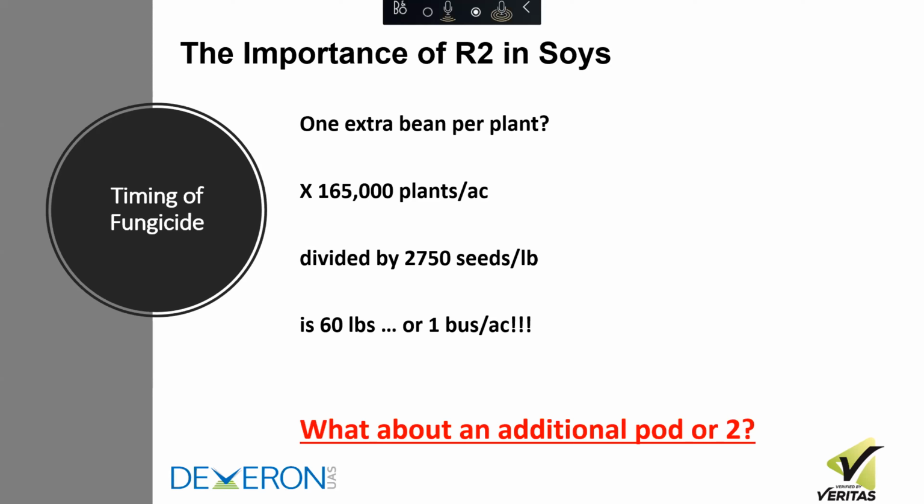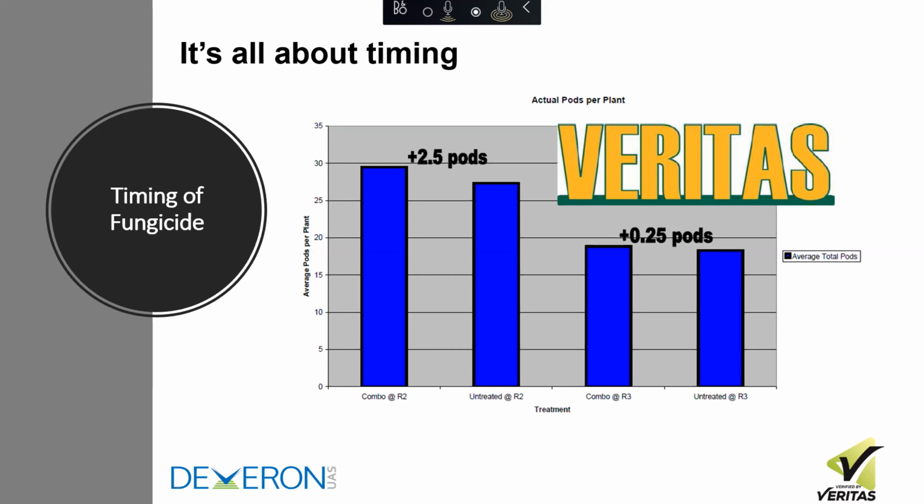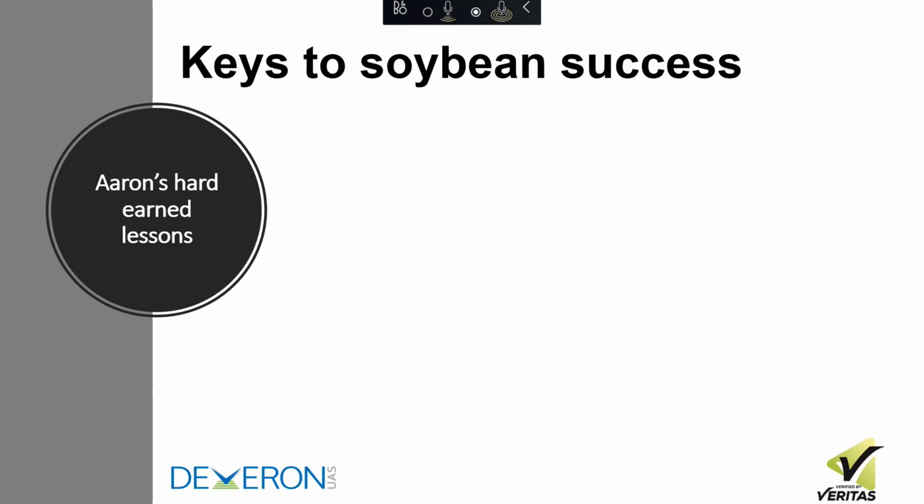We actually looked at that data from 2011 and 2012, and you can see that a combination treatment, and I'll explain what the combination treatment is, when it's sprayed at that R2, we were getting 2.5 extra pods. Going later, which was up to that point our traditional way of thinking, we were only gaining an extra 1/4 pod. So earlier timing on fungicides on soybeans has been a huge boom for us.